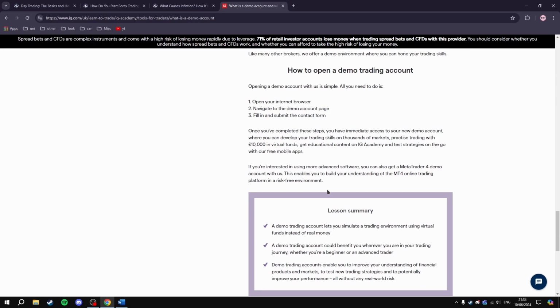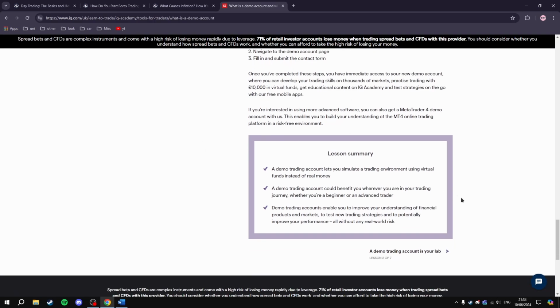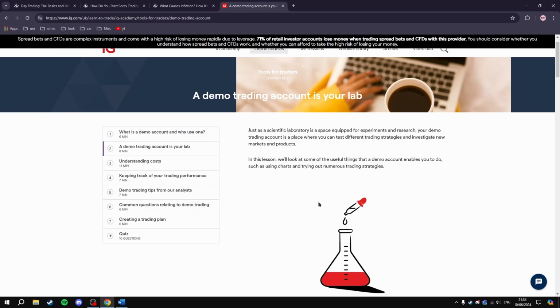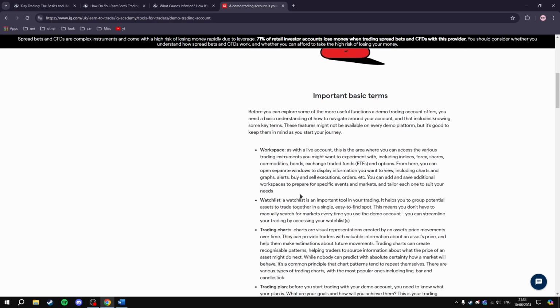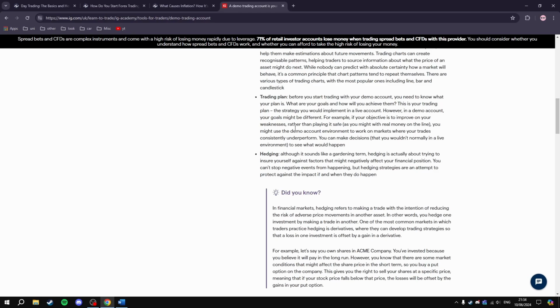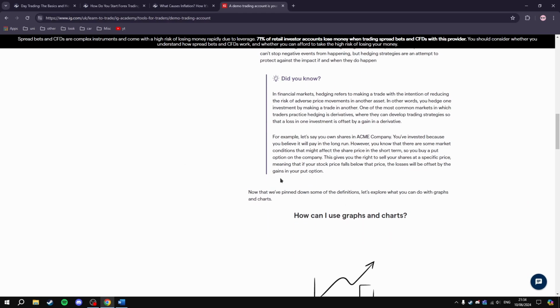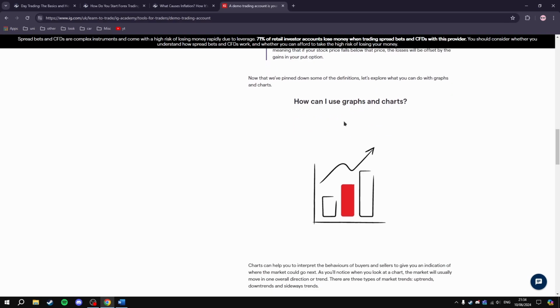Then we looked through how to open a demo trading account on IG, and we went through the lesson summary. We started off doing this as well. So a demo trading account is your lab. Basically, we looked through the important basic terms that are used when referring to a demo account: workspace, watch list, trading alerts, trading plan and hedging. And then we read through this little did you know bit. So now we're on to exploring what you can do with graphs and charts. Let's carry on where we left off in the last video.